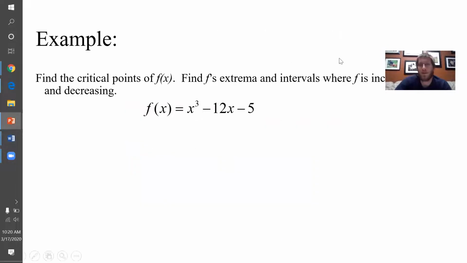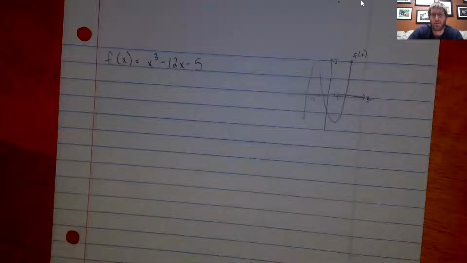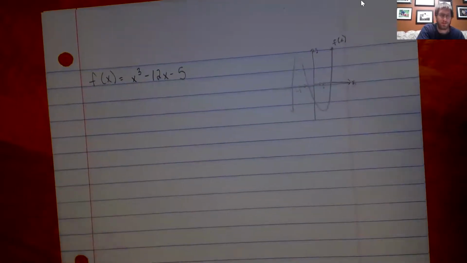So the first thing we're going to look at here is this example. And this example will start off the same way as most of our other examples. We're going to have to find the derivative first. So let me switch over here and we'll get started. So let's go over to the document camera. And there we are. So if we look at this example, we have f of x equals x to the third minus 12x minus 5.